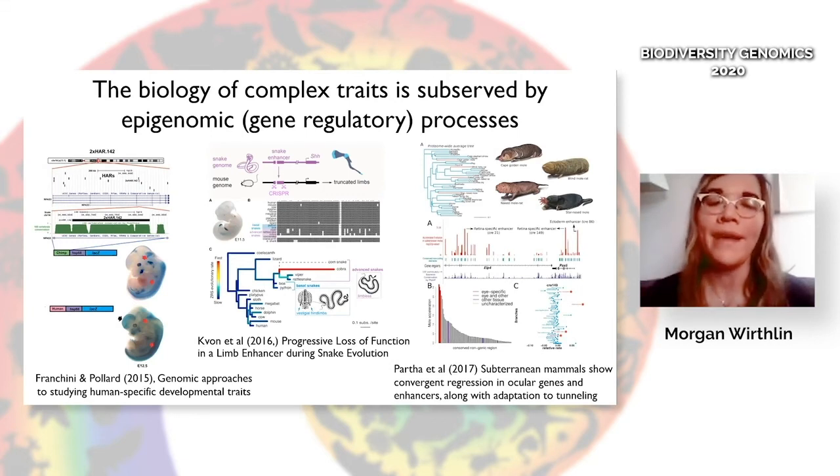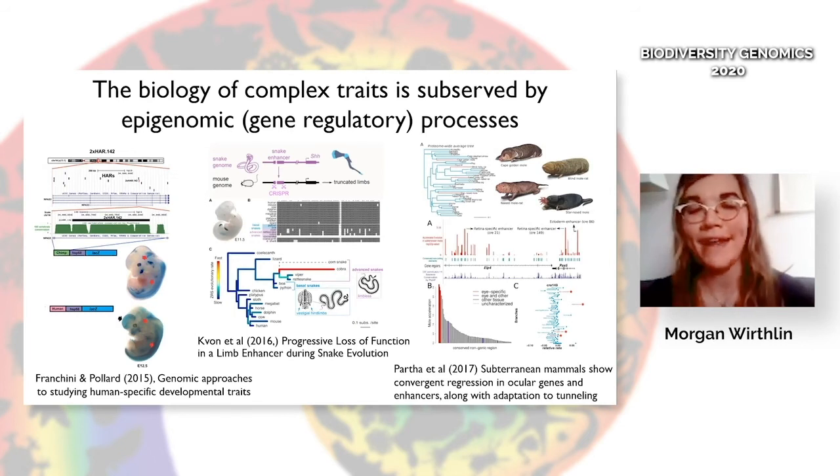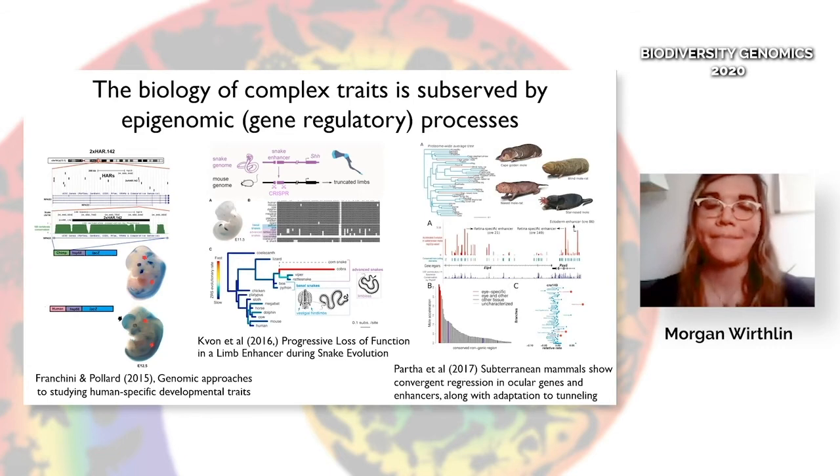And the most powerful way to analyze these sequences is through a comparative evolutionary approach, as has been used to study the evolution of the human brain relative to chimpanzees, the evolution of limblessness in snakes, as well as the evolution of subterranean mammal phenotypes.